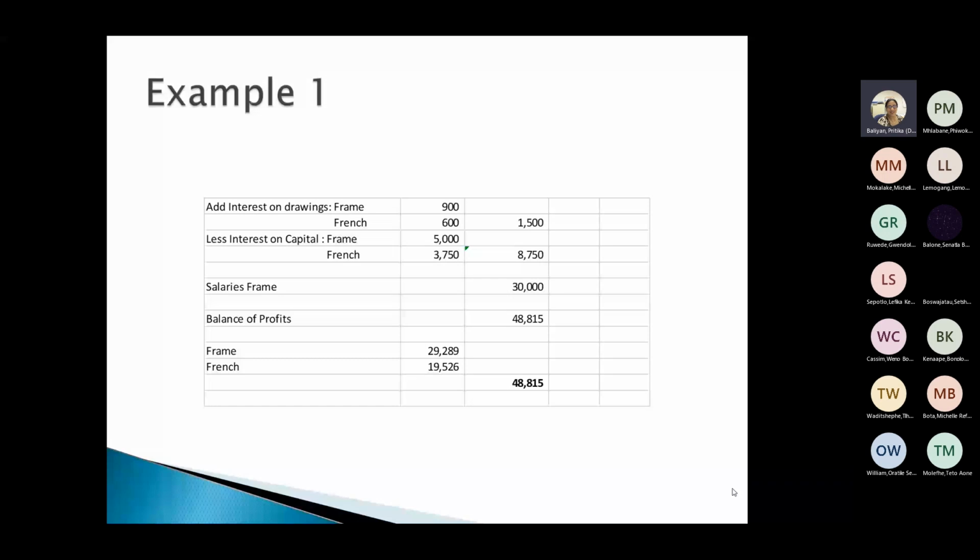3 makes 29,289 and 2 makes 19,526. So the total balance of profit has been apportioned among the partners.